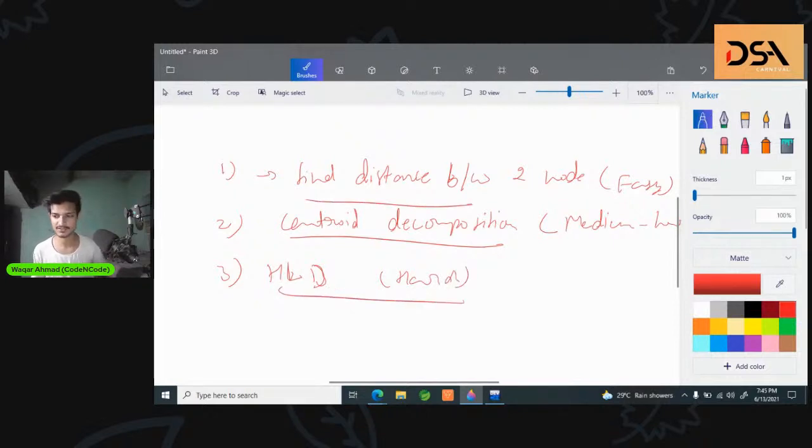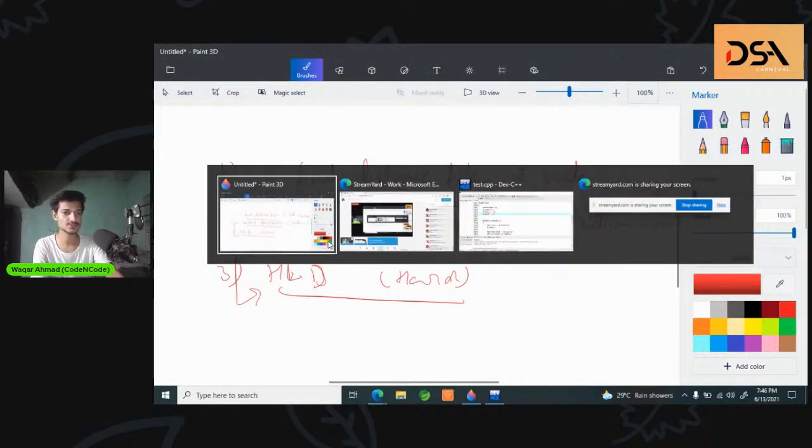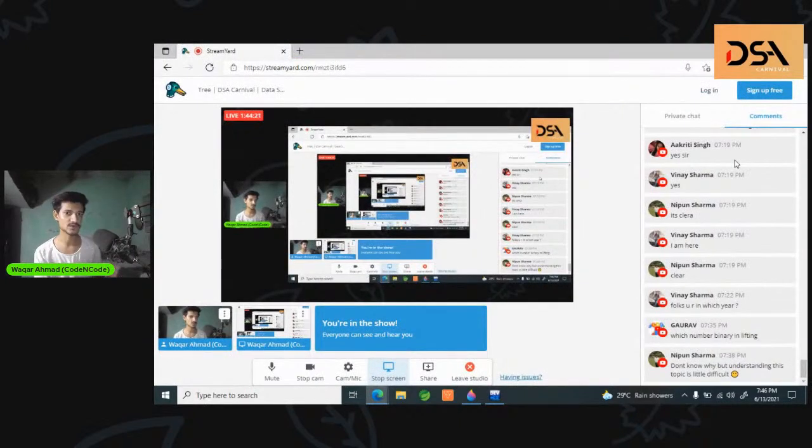So binary lifting is not something that is only used to find the distance between two nodes. I think there are more use cases of binary lifting, but these two are very important. Heavy light decomposition is actually a hard algorithm or data structure, whatever you want to call it, and it internally uses a segment tree and a lot of other things. The same goes for centroid decomposition, and both of them use binary lifting to answer queries.